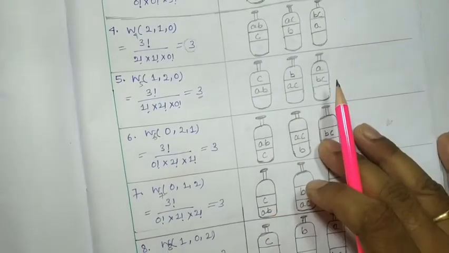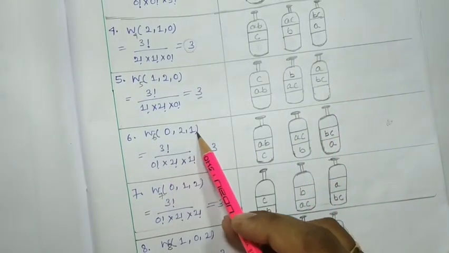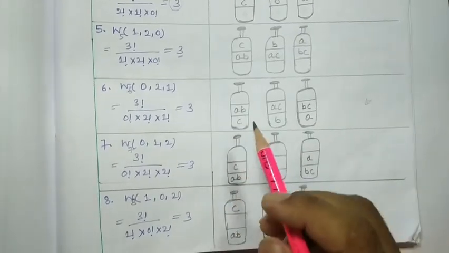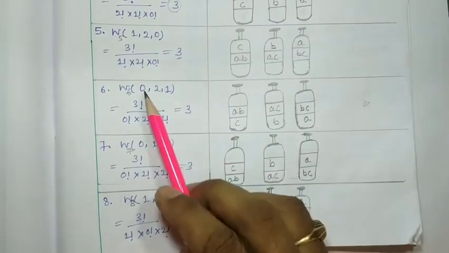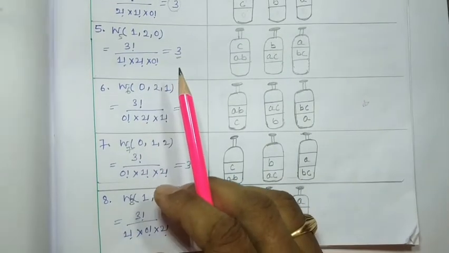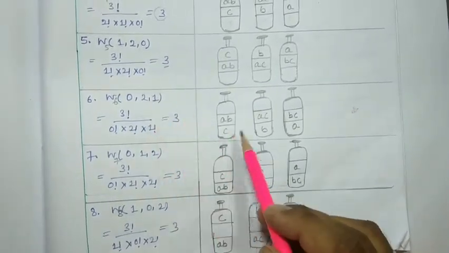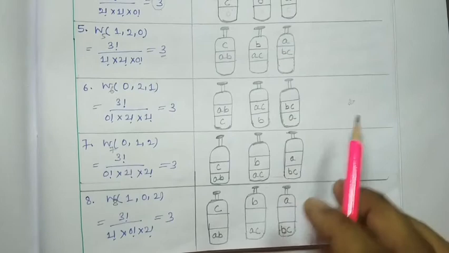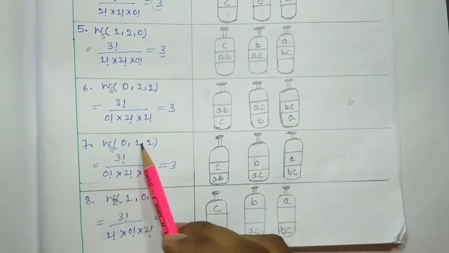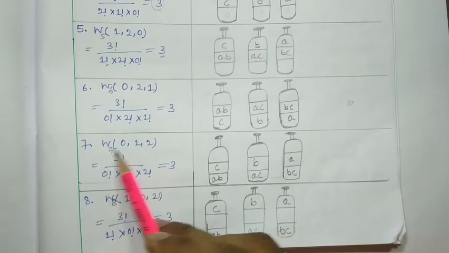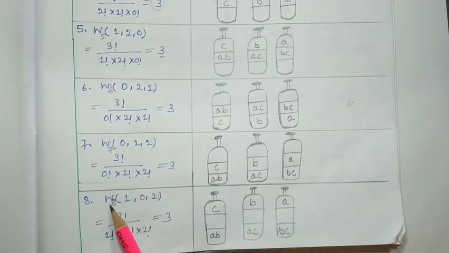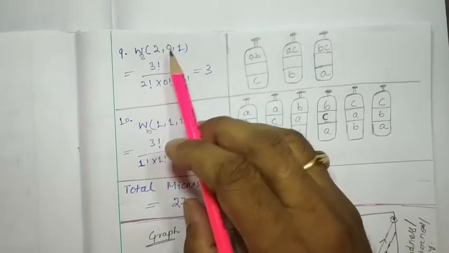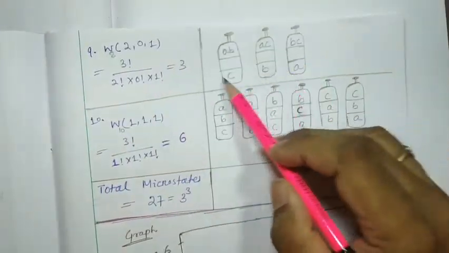Now another possible macrostate is 021. That means the first compartment is filled by 0 particles, the second compartment will have 2 and the third compartment will have 1. The possible arrangements will be these 3. The next possible macrostate will be 012, and for this the microstates will also be 3. For the macrostate 102 also the microstates will be 3. Another macrostate is 201, and the possible microstates are also 3.